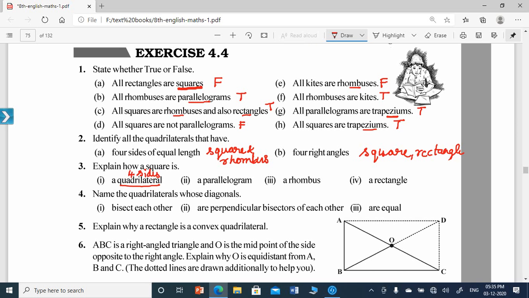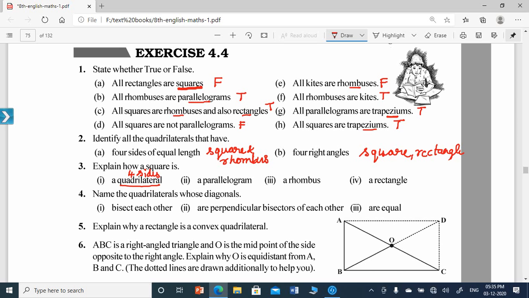Square is a parallelogram. How? In square, opposite sides are parallel, therefore square is a parallelogram. How square is a rhombus? In square, all sides are equal, therefore square is a rhombus. How square is a rectangle? In square, opposite sides are equal and all angles are 90 degree, therefore square is a rectangle.